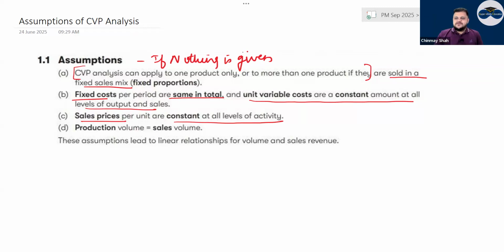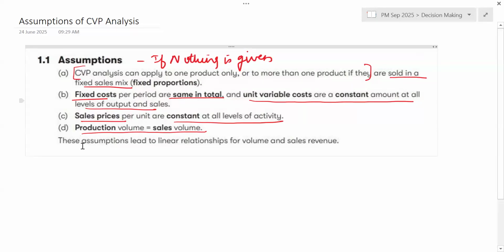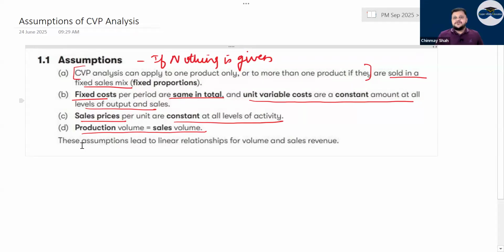Fourth point देखो, have we talked quite in detail about fourth point? Tell me, what do you say, Shreya? Production volume is equal to sales volume is the basic assumption if nothing is given, correct? Yes, sir. But if they both are different, then life is a bit different. But if they both are same, generally it will be the same only, correct है क्या? Tell me.